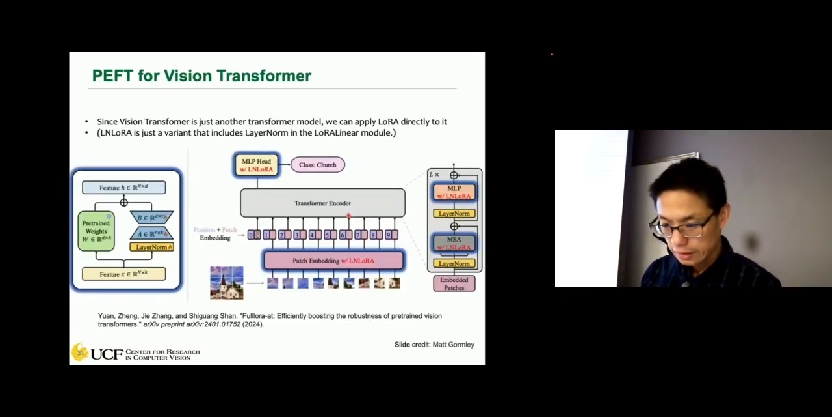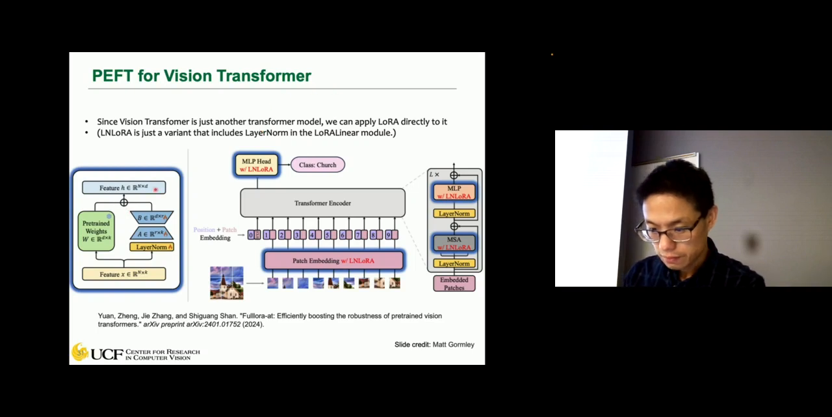Okay, and this LoRA idea can also be applied to vision transformers. That's exactly what some of the vision community has been doing, adopting LoRA fine-tuning in the vision transformer, and maybe making some small adjustments specifically for the vision transformer. For this paper, they call this FLoRA. They apply it to the vision transformer architecture.